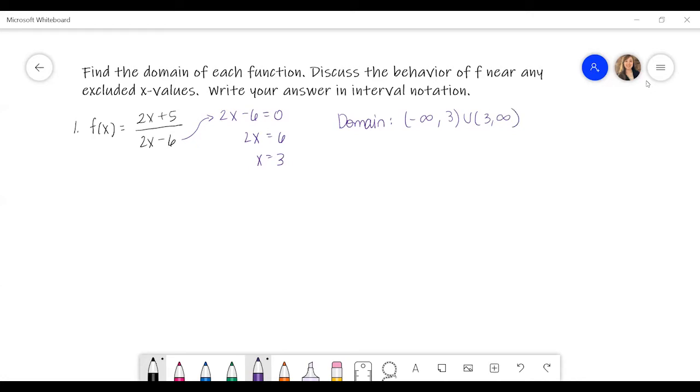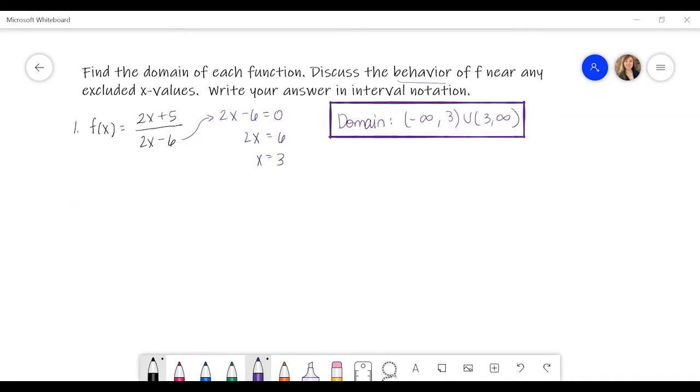Okay, so what this means for us now is we want to show what happens to our function, its behavior, right, around this excluded value of 3. So I am going to kind of box this off as part of our answer, but now we want to discuss, I guess, for lack of a better word. So we're going to look at x and f of x.